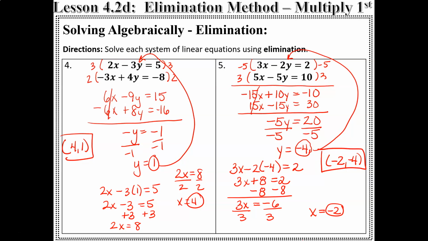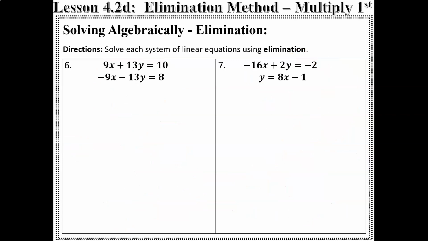All right, number 6. So we have some matches here. This one is nice because look, I can already cancel out the 9's and the 13y's. So I have 0 equals 18. 0 doesn't equal 18. So look, we have no solution. Those are quick.